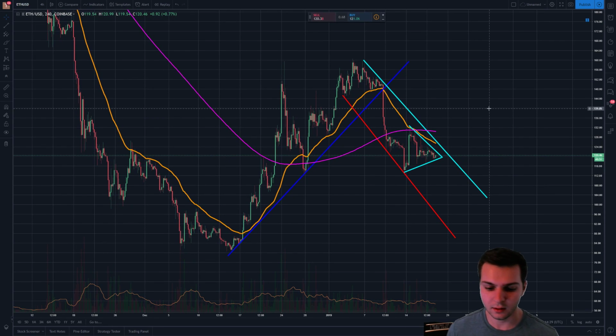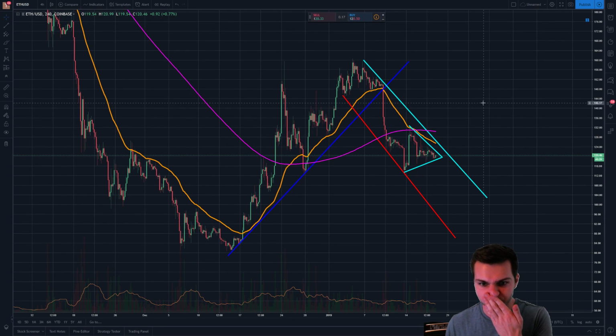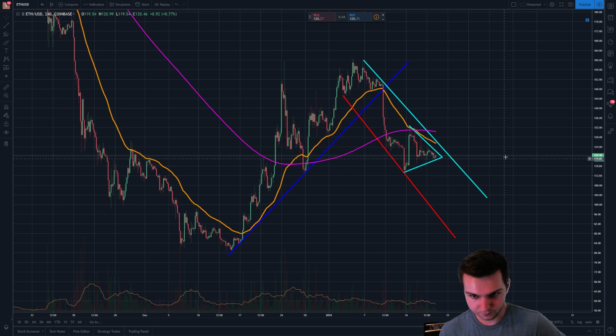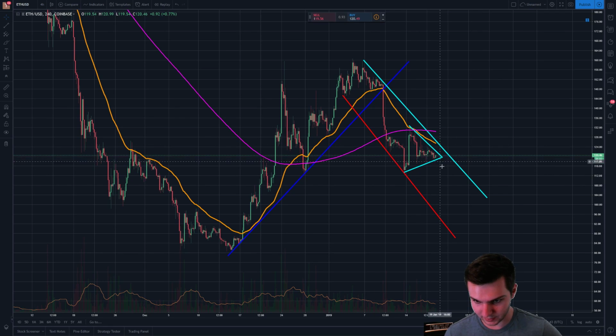Ideally, I would say that this is bearish, but I don't know. This is just weird. It's weird. I would say ideally this is bearish. Not something I want to trade in here. Oh wait, this is again.